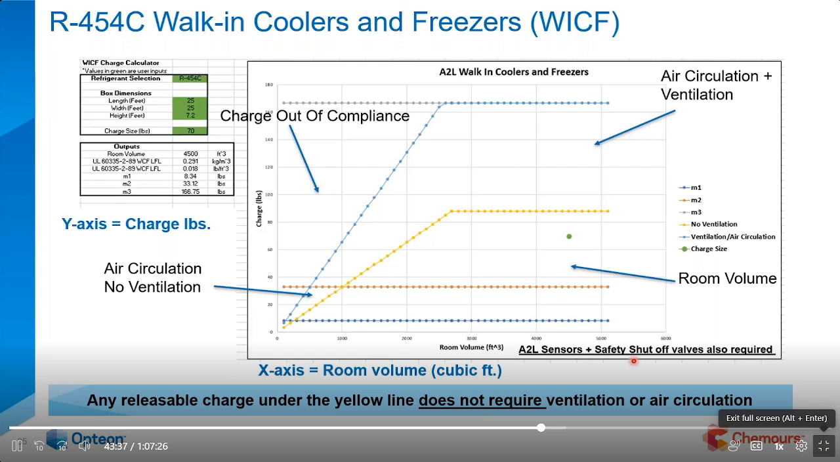A2L sensors and safety shutoff valves are also required. The only thing we'll need there, that will be the only thing used in that yellow area, does not require ventilation or air circulation. It will just have a sensor and the charge's isolation valves.